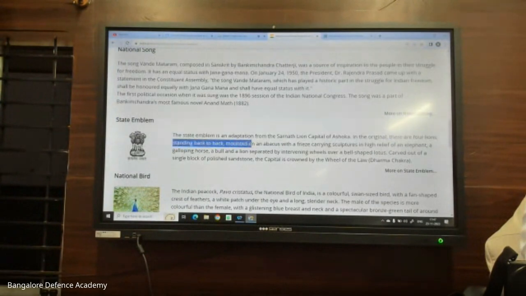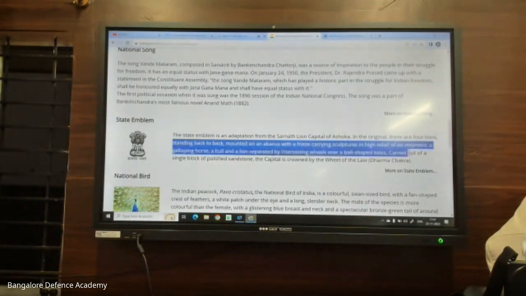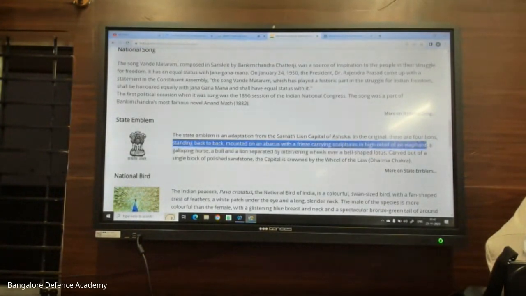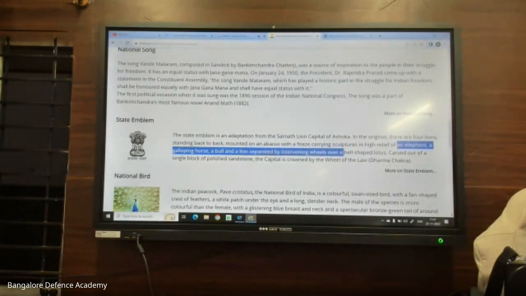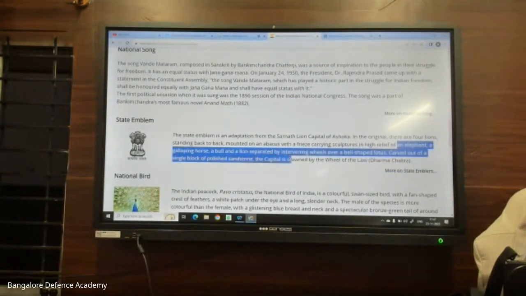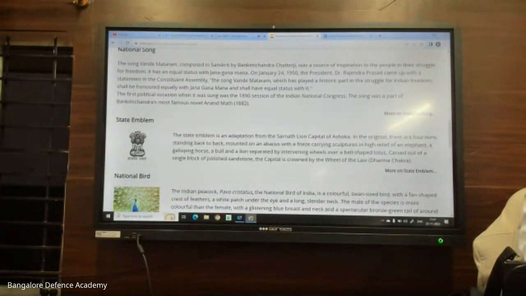Standing back to back, mounted on an abacus with a frieze carrying sculptures in high relief of an elephant. What is an elephant? Is it a bird or an animal? It is an animal. Understood? So how many? 4 plus 1, how much is that? An elephant, a galloping horse, a bull and a lion separated by intervening wheels over a bell-shaped lotus. So which flower do you have here? Lotus. Carved out of a single block of polished sandstone, the capital is crowned by the wheel of law, that is Dharma Chakra. So write down: 4 lions, elephant, galloping horse, a bull.